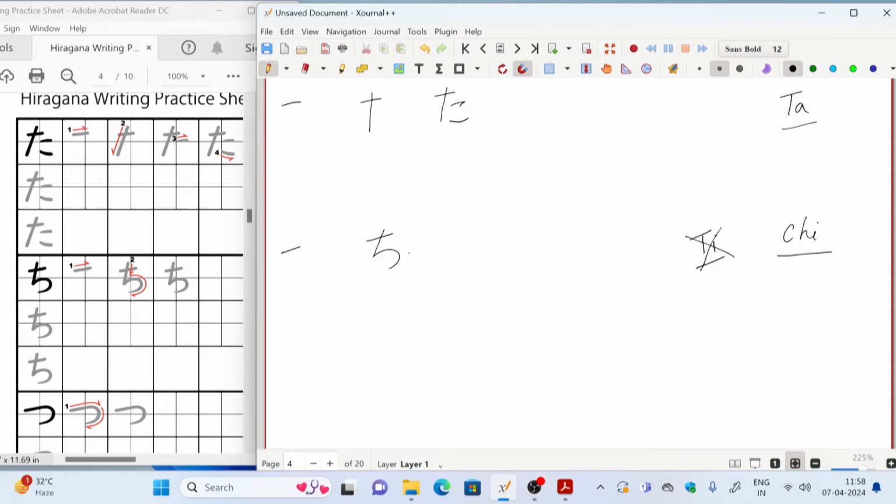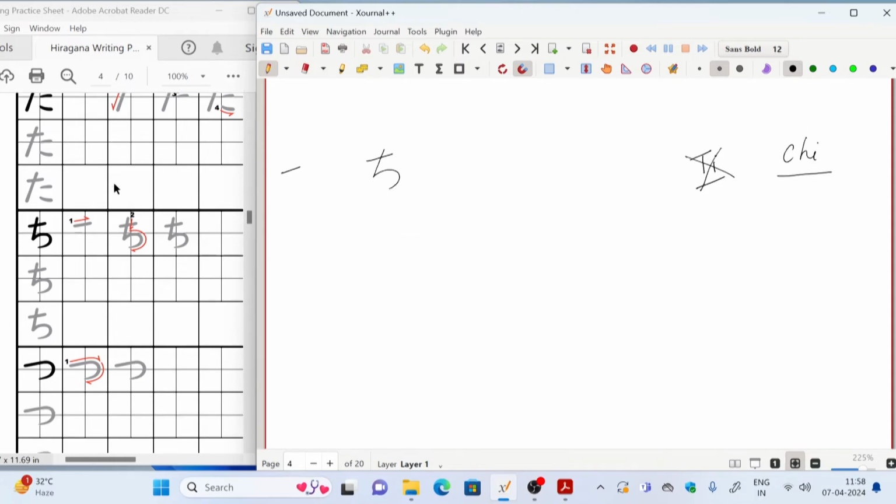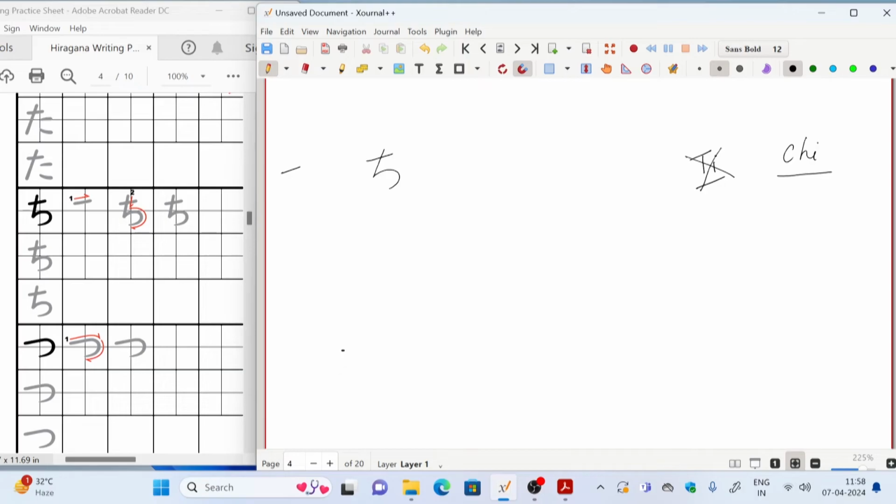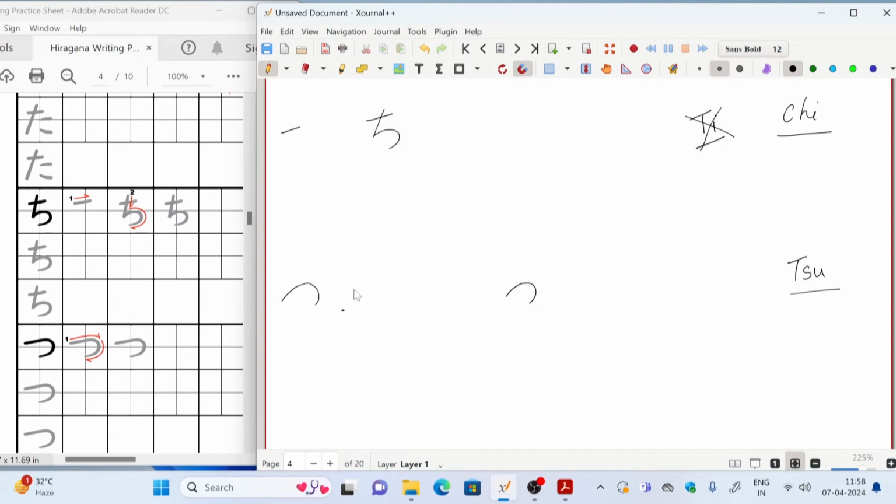Next is Tsu. So it is like this. This is called Tsu. So when we write tsunami, it is the same letter. So tsunami is written with this, T-S-U, Tsu. In Hindi, we can write it like this.